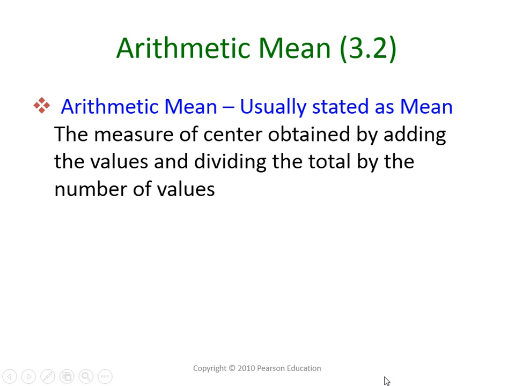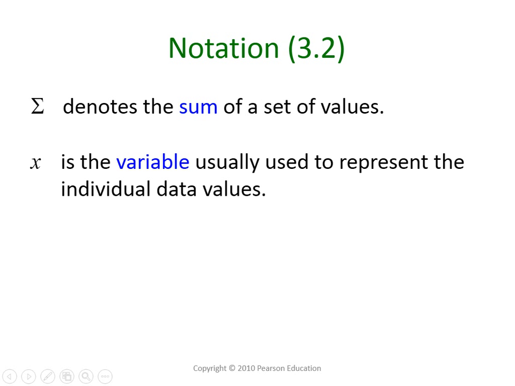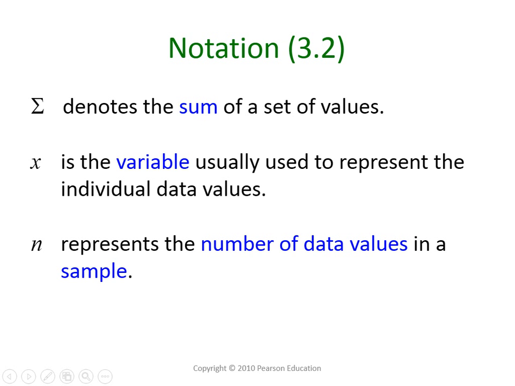So the mean is the one you're usually already pretty familiar with finding when we're talking about describing that center value. The notation that we'll use, and you're going to see this a lot throughout the semester: the sigma denotes the sum of all those values. So when you're going to add all the numbers together, sigma says it's the sum of all those data values. X is the variable we usually use to represent the individual data values. N represents the number of data values in the sample.